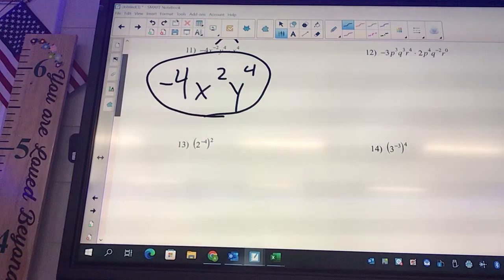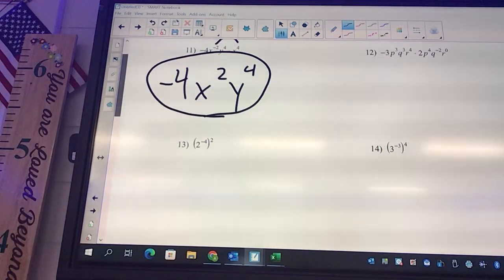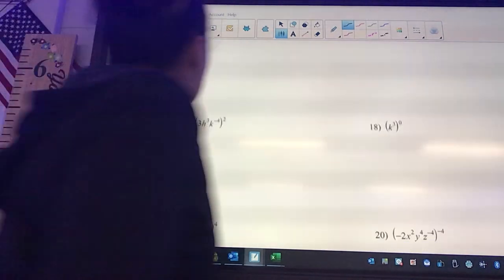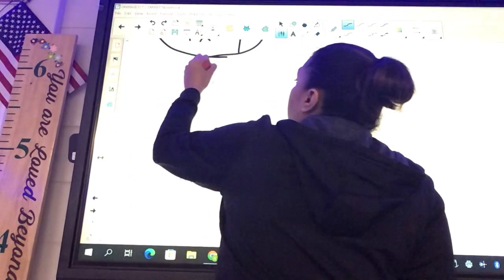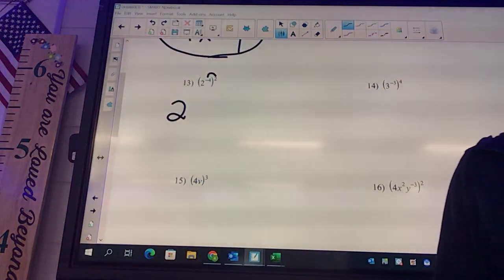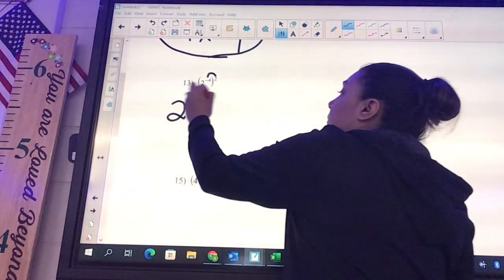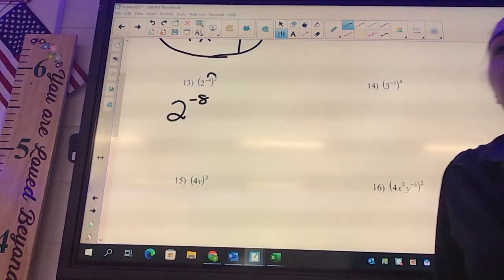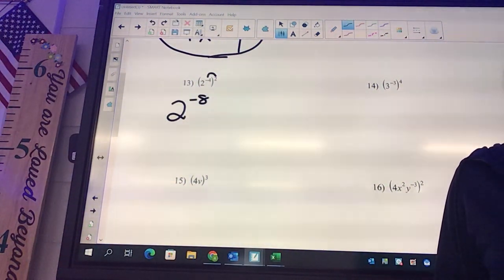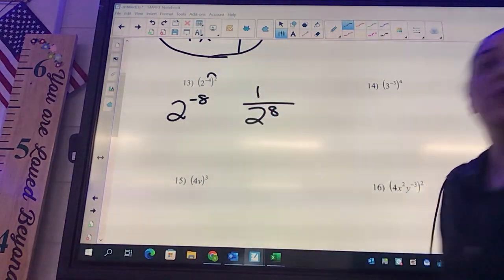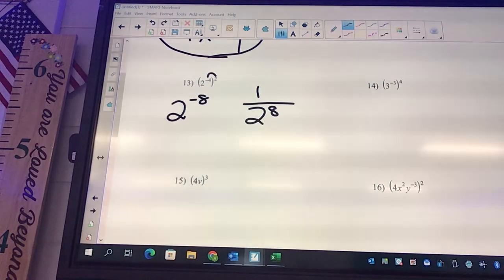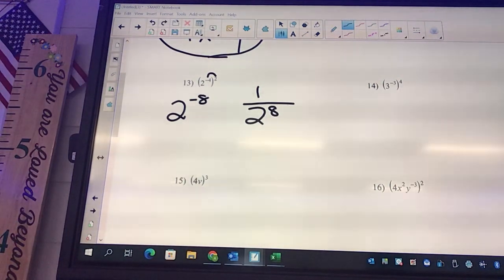The next one is the power rule. What do you do with the exponents for the power rule? Yeah, you're going to multiply them. So we're going to get 2 to the, what is negative 4 times 2? Negative 8. Do we need to move it? Yeah. So you get 2 to the 8th over 1. Do we need to simplify? No. Why not? There's no letters, so that's going to be our answer. We do not need to simplify.